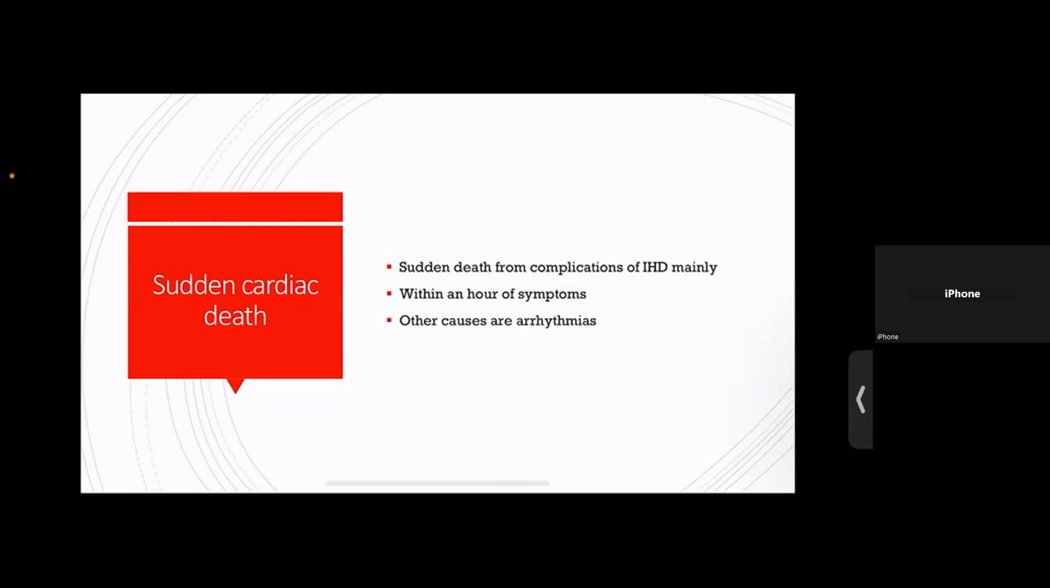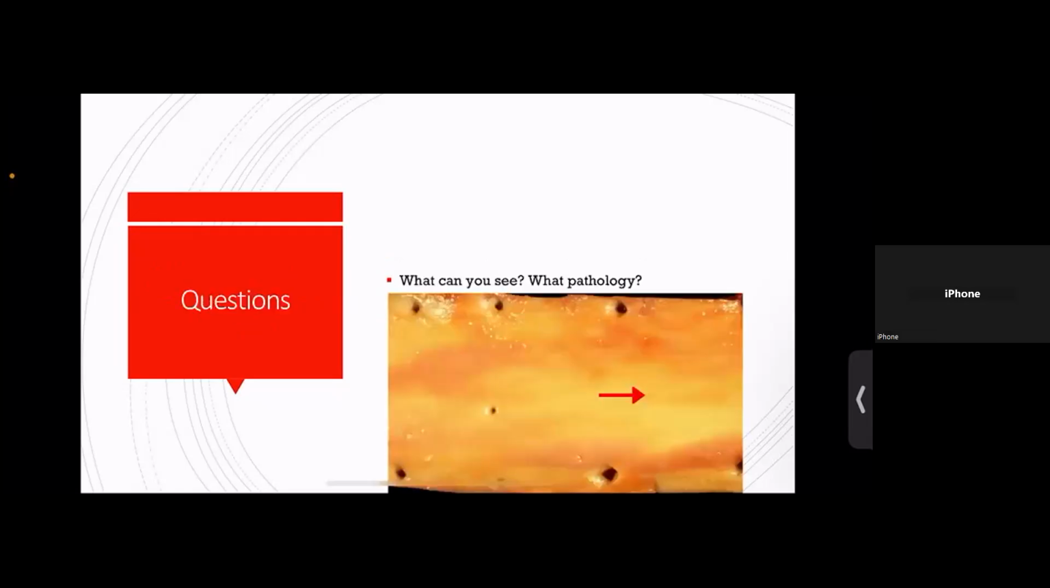And this happens usually within 1 hour of symptoms. You'll see a patient profusely sweating, and all of a sudden they have dyspnea. And then they have dyspnea, increased palpitations, and the pulse is bounding, and then they are sweating, and then within an hour, the patient is gone. And of course, the other causes of sudden cardiac death are arrhythmias other than ischemic heart disease. So ischemic heart disease can lead to sudden cardiac death, and the sudden cardiac death happens within.